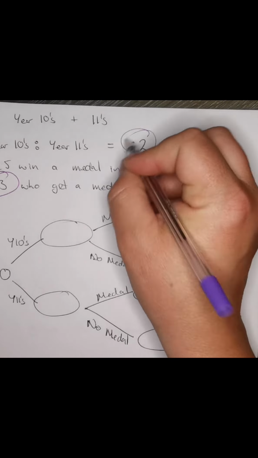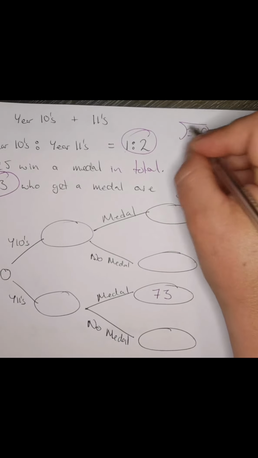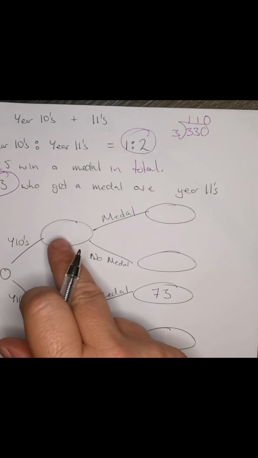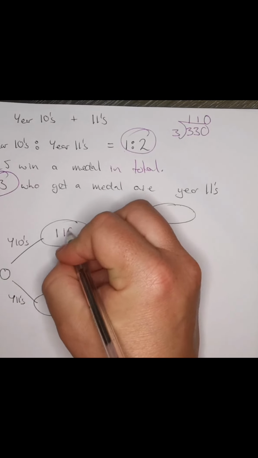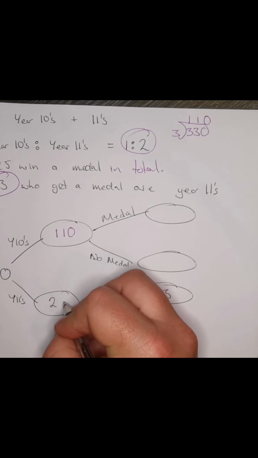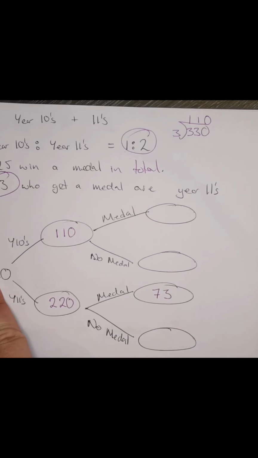So I've got 3 parts in my ratio. So 330 divided by 3 is 110. So it's 1 part year 10s, so that's 110, to 2 parts year 11s, so that's 220. I know that's right because they add up to make that.